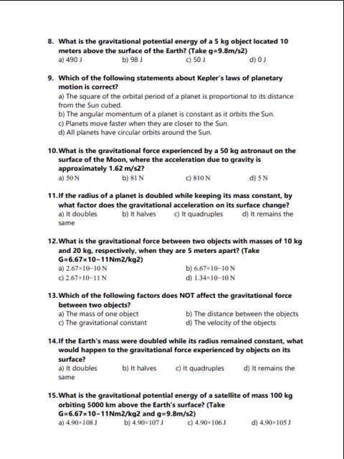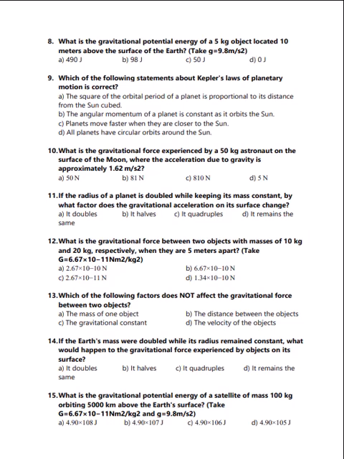Question number 10. What is the gravitational force experienced by a 50 kg astronaut on the surface of the moon, where the acceleration due to gravity is approximately 1.62 meter per second square? Options are 50 Newton, 81 Newton, 10 Newton, or 5 Newton. Correct answer is option D, that is 5 Newton.